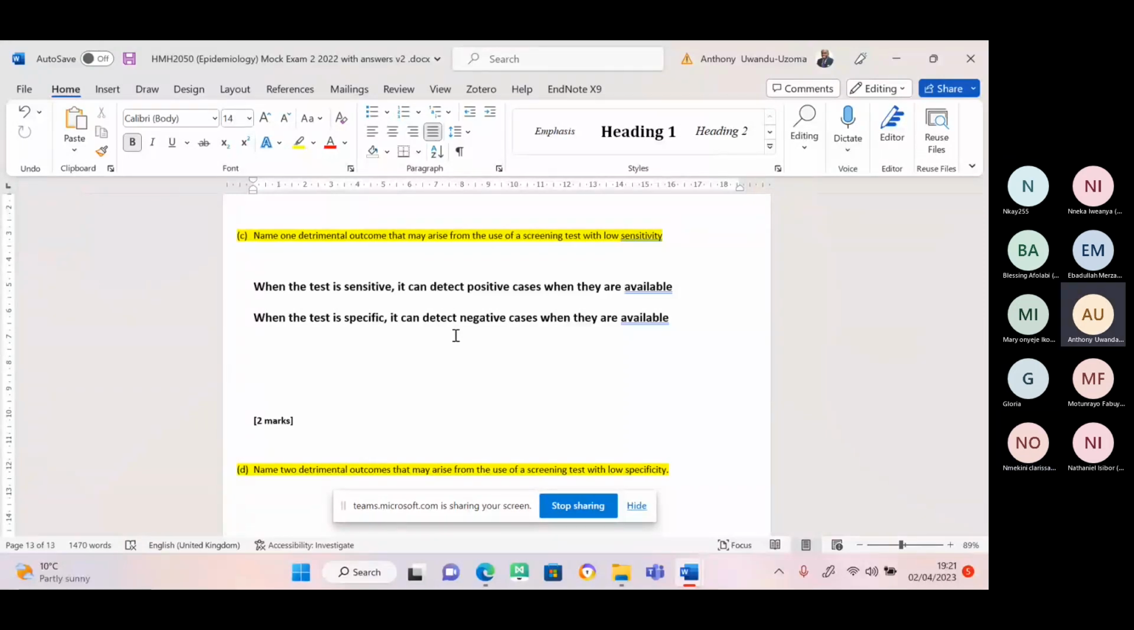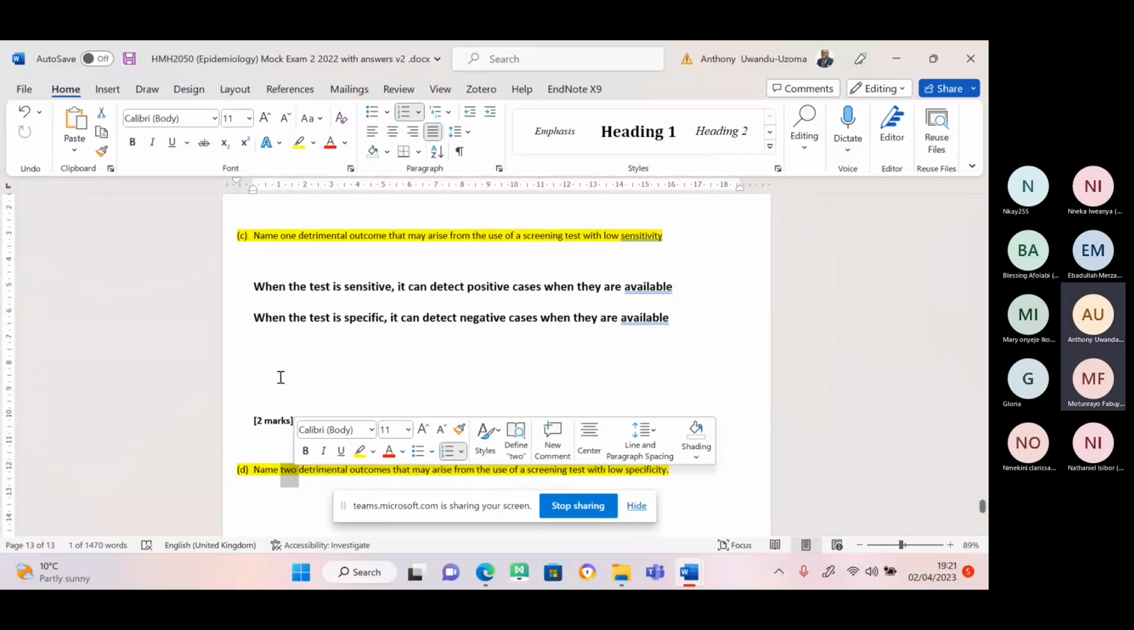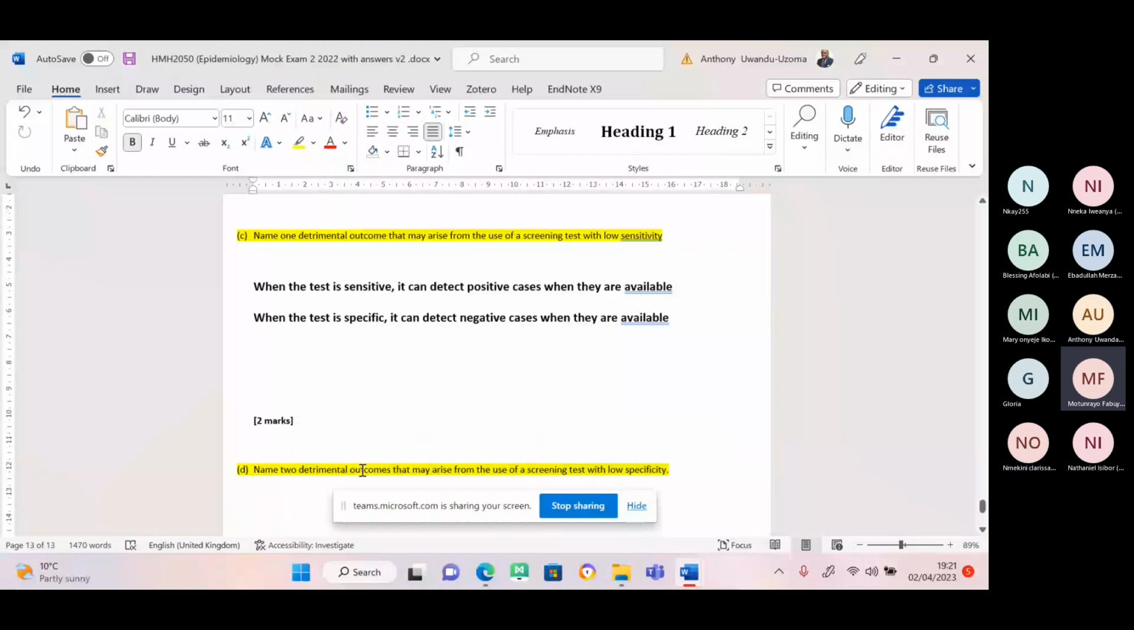What's the answer to number three? They said two detrimental outcomes that may arise from the use of screening tests with low specificity. What's the answer, please?